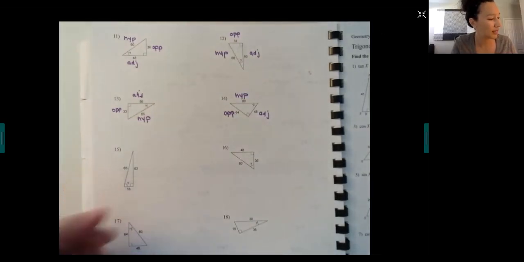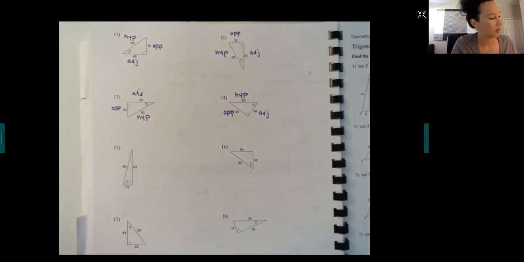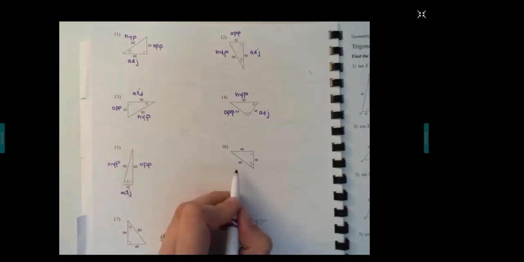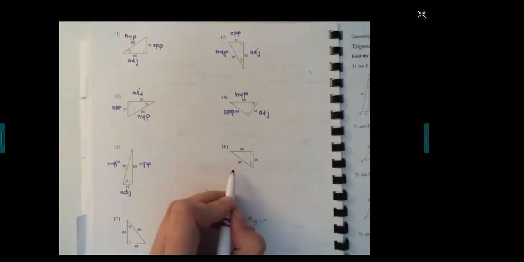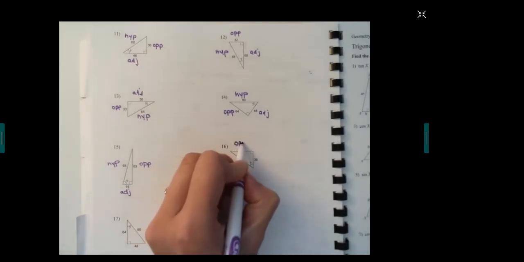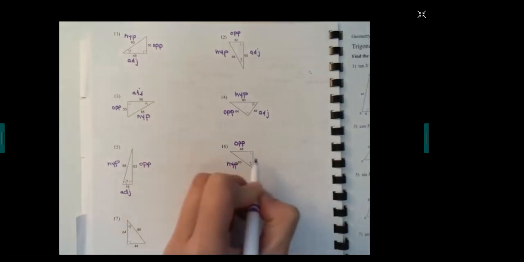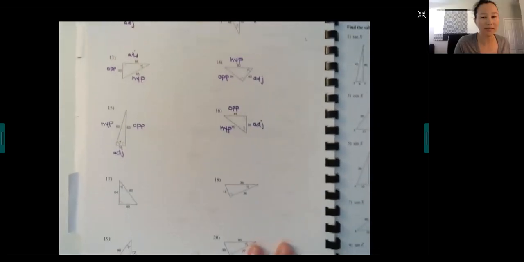Jasmine, 15 and 16. For 63, I put opposite. 65, hypotenuse. And 16, adjacent. Good. And then for 16, 48 is opposite. Yep. 60 is hypotenuse. And 36 is adjacent. Excellent. Thank you, Jasmine. Elijah, 17 and 18.